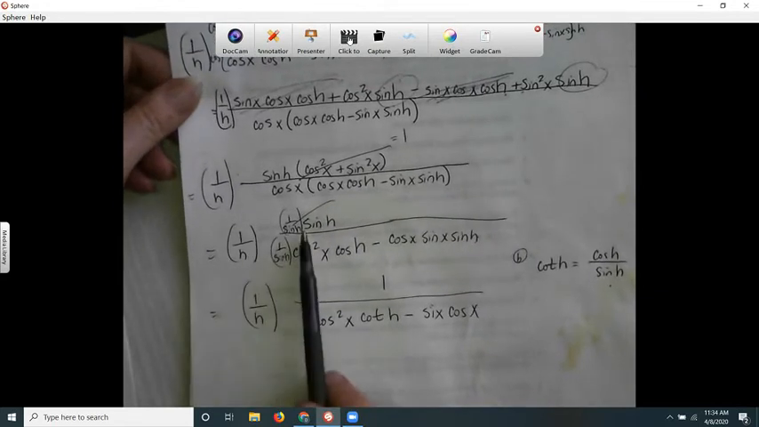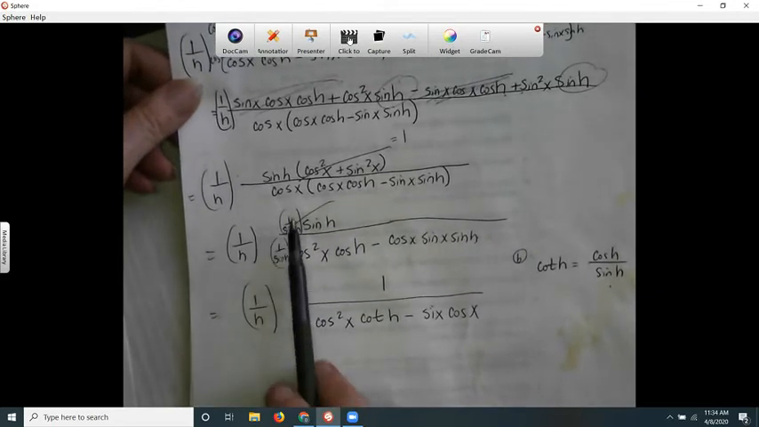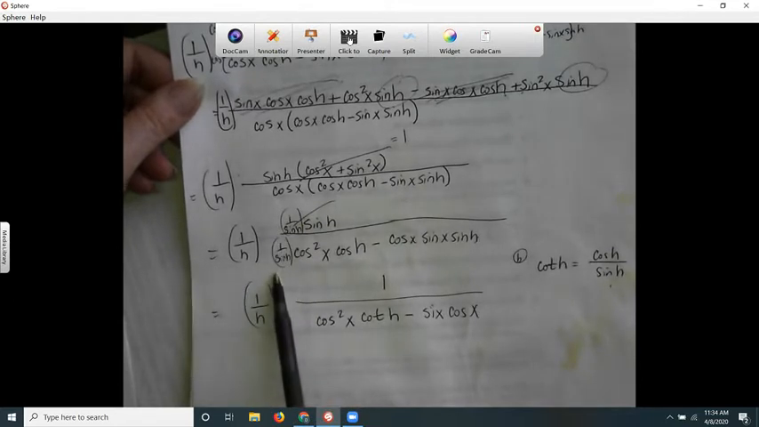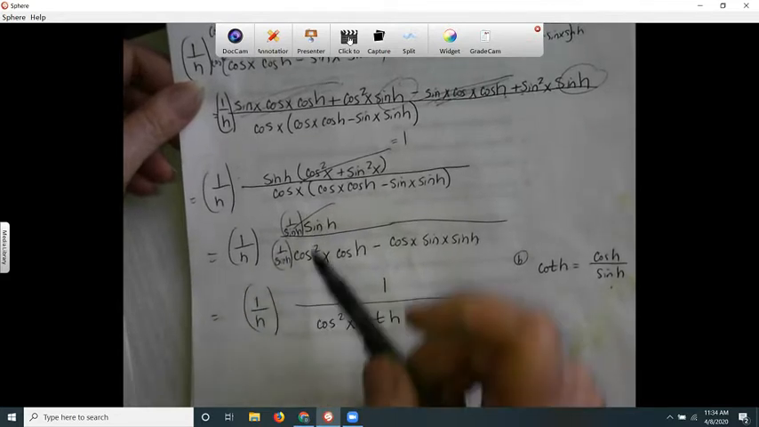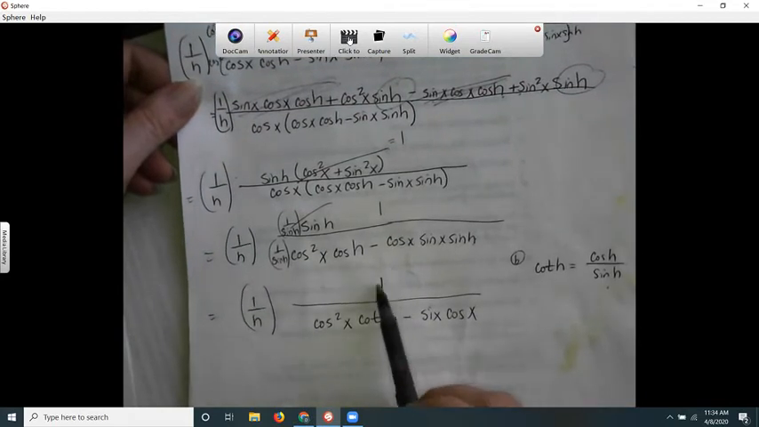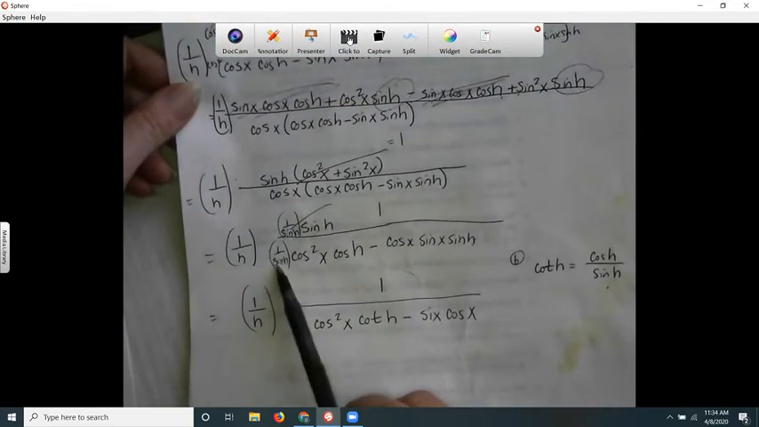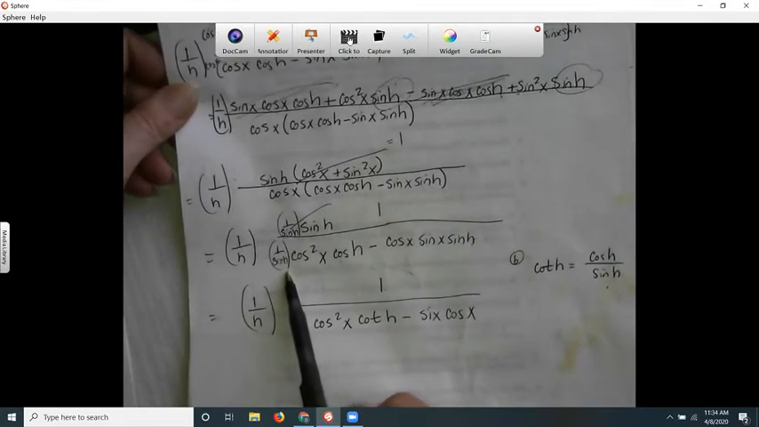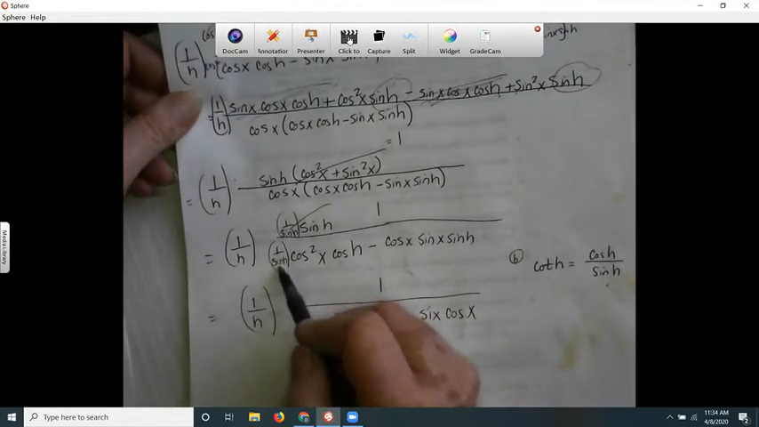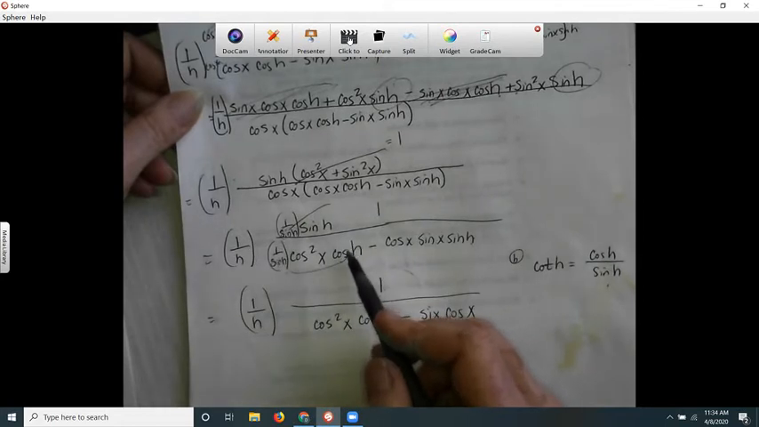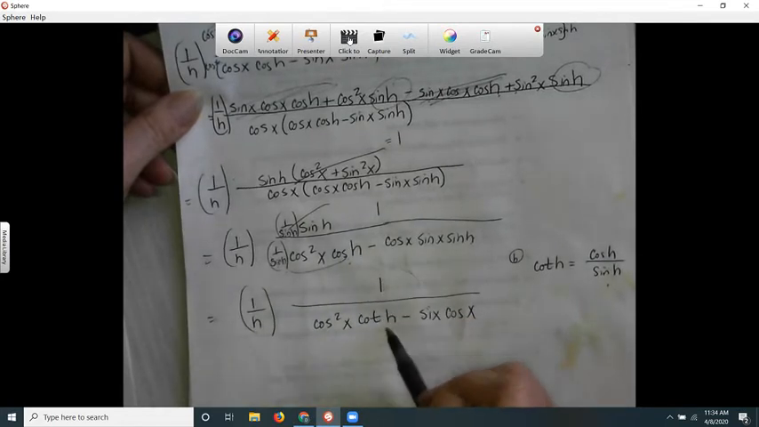But now I'm stuck with a sine h up here. So I decided to divide the top and bottom by sine h, or you could say I multiplied the top and bottom by 1 over sine h. That gives me 1 over sine h times sine h equals 1, because I'm just doing whatever I have to do to get that 1 up there. And then when I multiply down here by 1 over sine h, when the 1 over sine h multiplies with cosine h, that gives me cosine h over sine h, which is cotangent h. So that's where that came from.